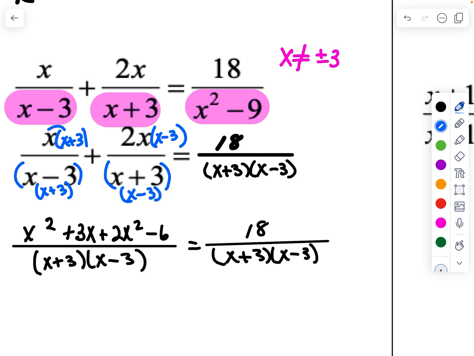x times x is x squared, x times 3 is 3x, 2x times x is 2x squared, 2x times negative 3 is negative 6x. Glad I did that. And then equals 18. Now, because all the denominators are the same, and it is an equation, not an expression, the denominators no longer exist. So they can be struck.